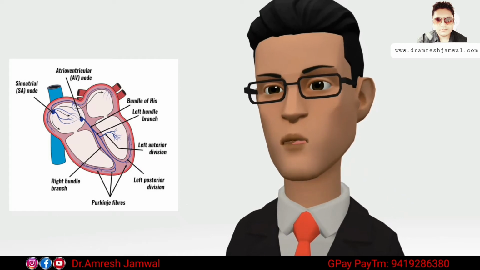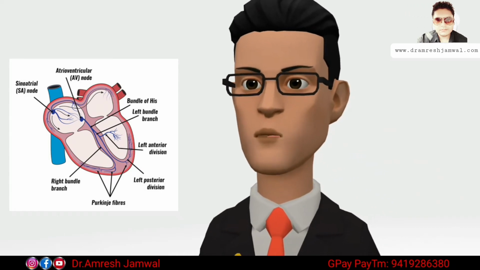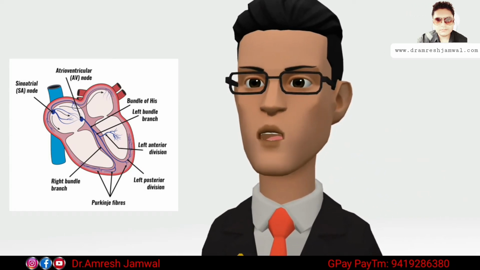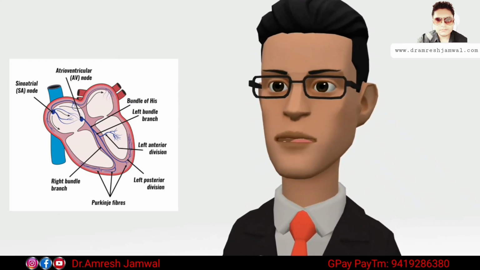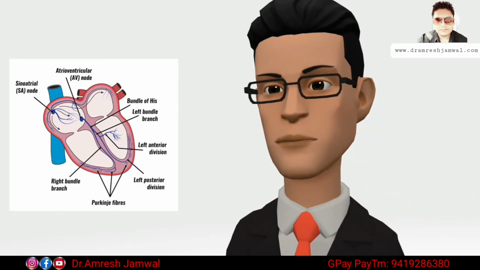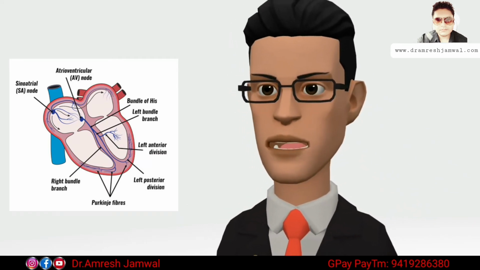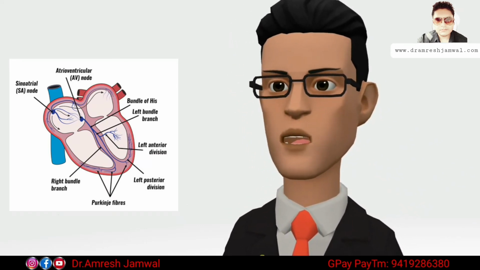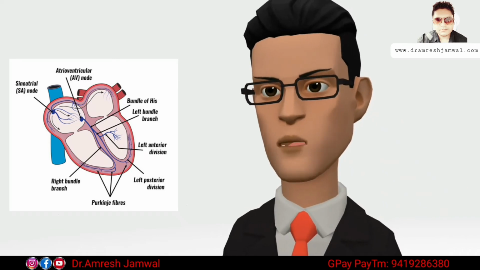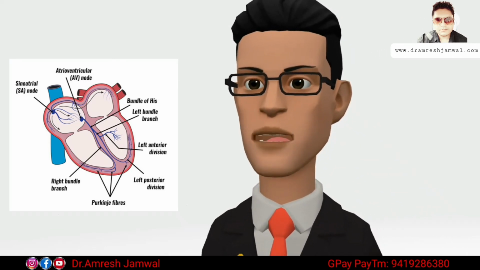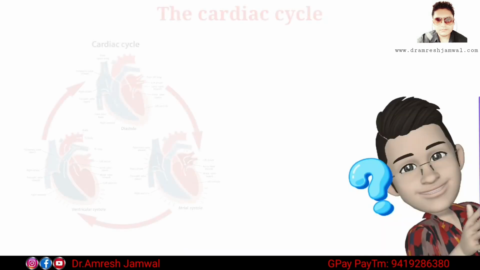Below the AV node is the bundle of His. The bundle of His gives rise to two branches called bundle branches. These branches give rise to Purkinje fibers. The SA node is the most dominant autoexcitable cell of the heart, which depolarizes itself 70 to 72 times in a minute, and hence is also called the pacemaker of the heart because it controls the pace or heartbeat of the heart.